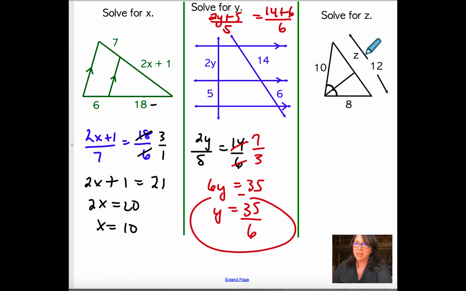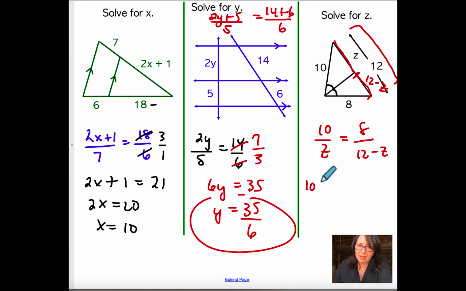For this problem here, we know that the whole length is 12, and we know this length from here to here is z. So therefore, this length from here to here would be 12 minus z. So when I set up this proportion, I'm going to go left side is to left side. So I'm going to go 10 is to z as 8 is to 12 minus z. I'm going to cross multiply. I get 10 times 12 minus z is equal to 8z.